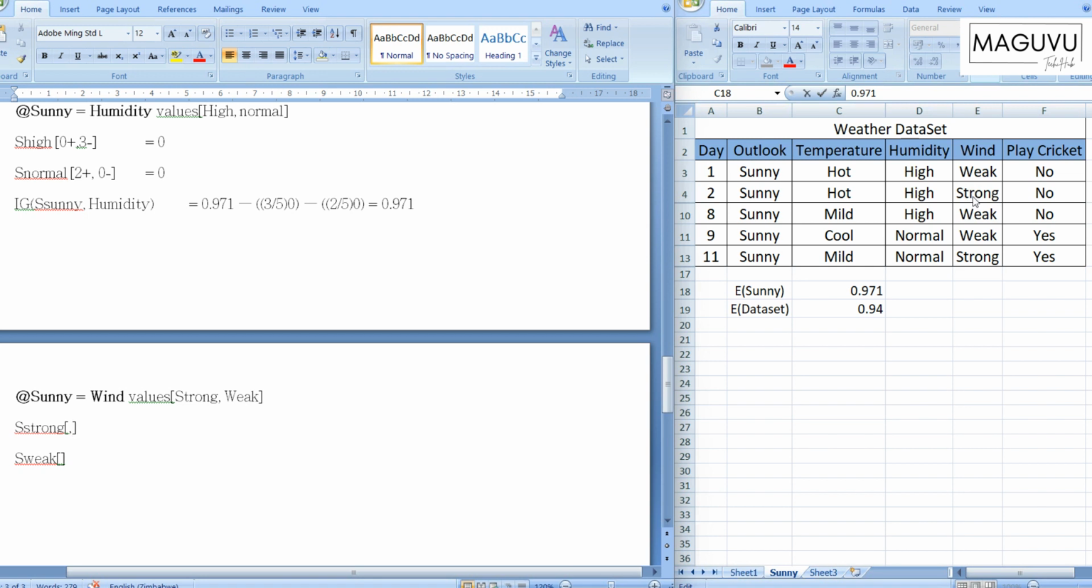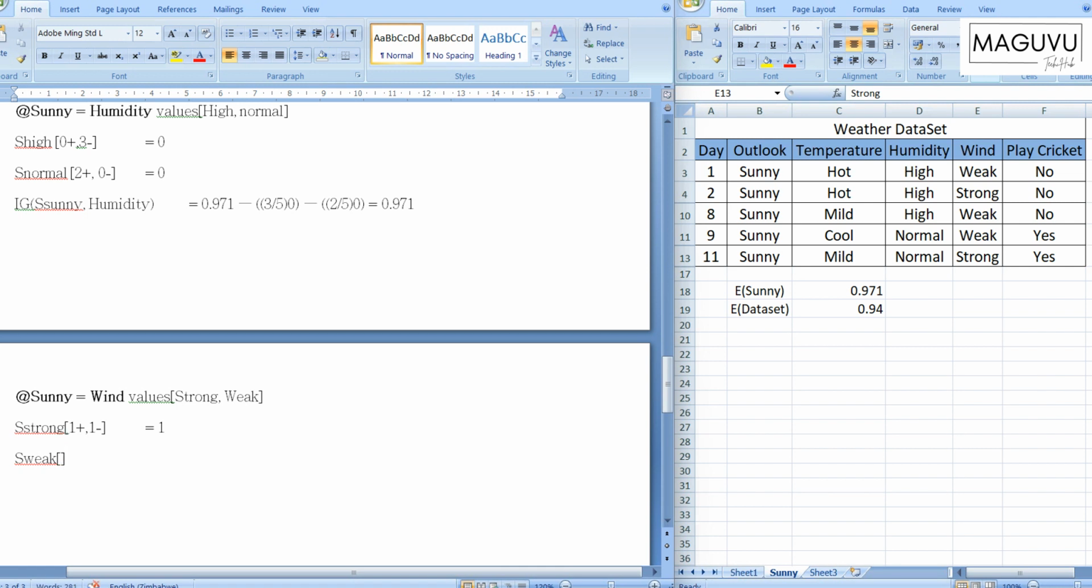If we're going to consider strong, we've got 1 and 2, and we have got 1 day yes and 1 day no. So it is 1 1, which will give us a total of 2 days. 1 positive and 1 negative, and wherever we have got an equal representation, automatically the highest level, maximum level of impurity, which gives us a 1.